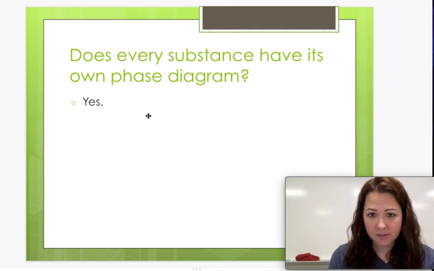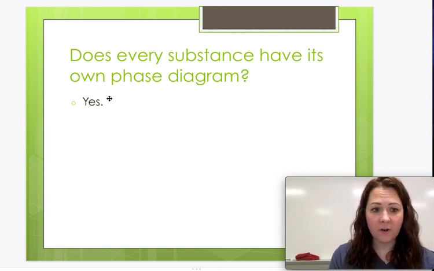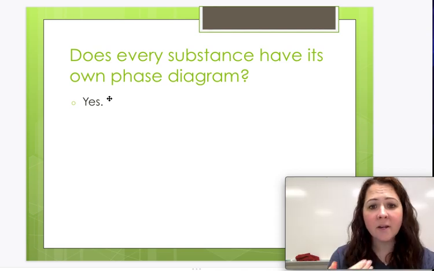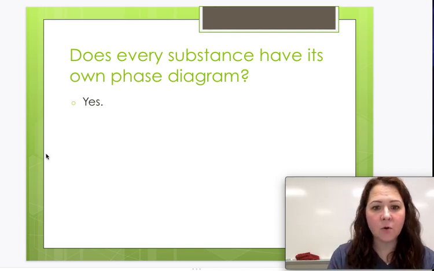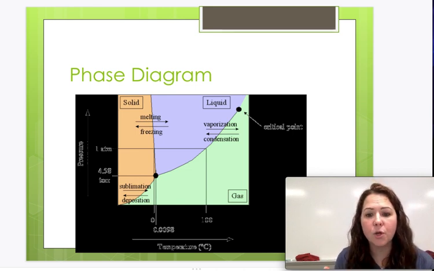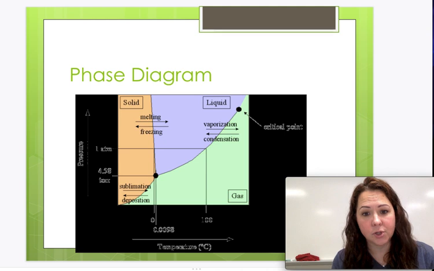Every pure substance has its very own phase diagram. They're not all identical. They don't all melt and freeze at the same temperature. You don't have state of matter changes happening at the same pressure and temperature. So every pure substance has its very own phase diagram, and you're going to see a few of them as you go through your assignment today in Schoology.